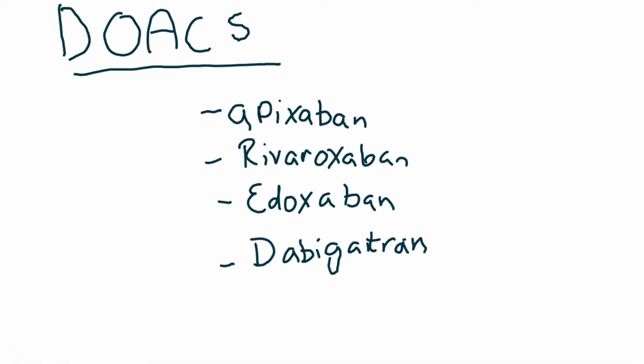All right, so today we're going to talk about the direct oral anticoagulants, abbreviated as DOACs. The ones we're going to talk about are apixaban, rivaroxaban, edoxaban, and dabigatran. The first three are direct factor 10A inhibitors, and dabigatran is a factor 2A or a direct thrombin inhibitor. What we're going to discuss is contraindication to DOAC use, indications, dosing, pharmacology, and clinical trials that look at DOACs.